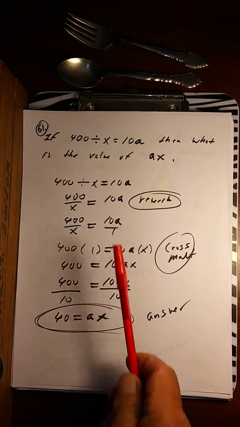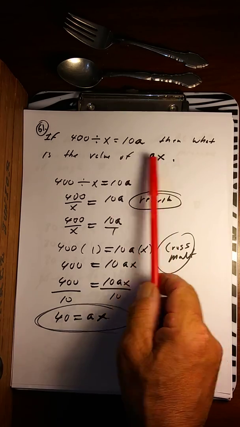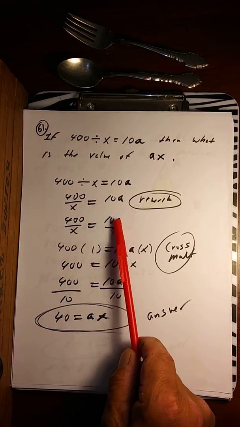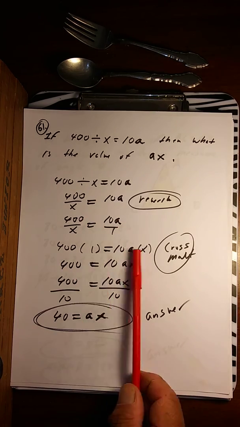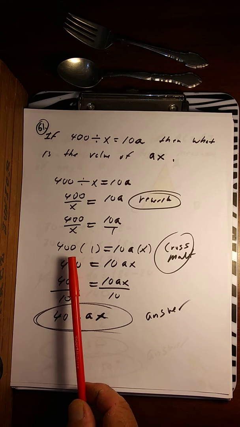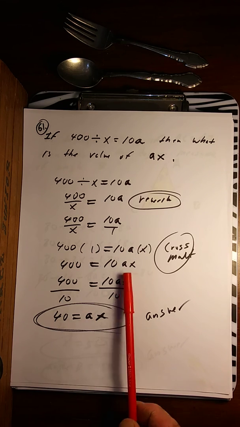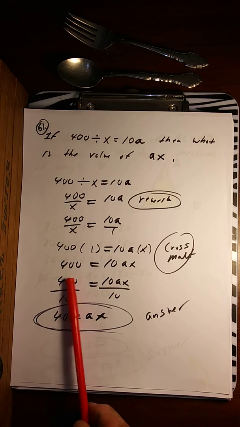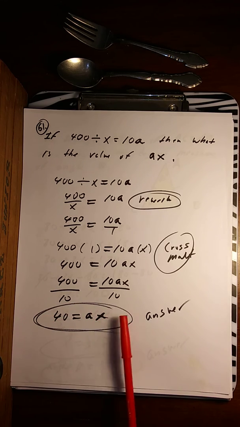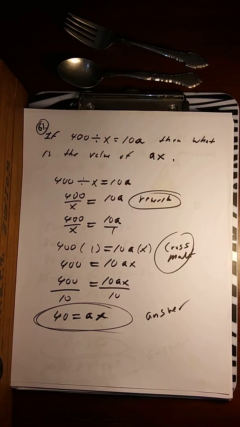If 4 divided by x is this, then solve for ax. So rewrite it. 400 over x equals that. Rewrite it. Cross multiply these numbers. So now we have 400 times this, 10 that. Now divide by 10, divide by 10. So this divided by 10 is 40. 40 equals ax. That's it. We're done. We have ax. Ax is 40.